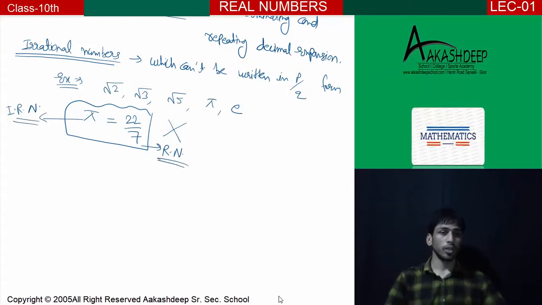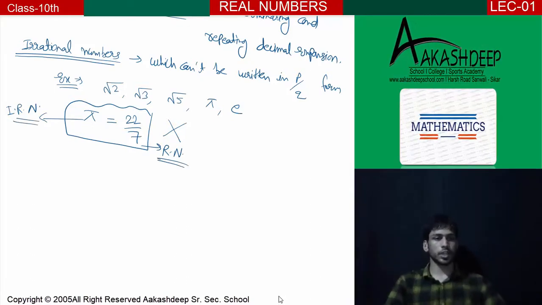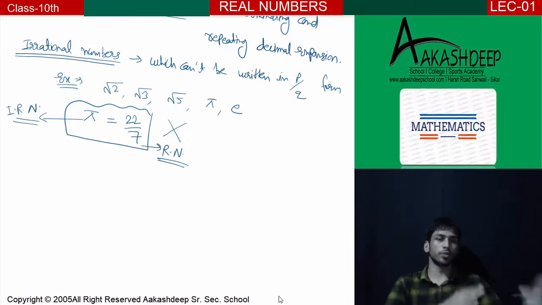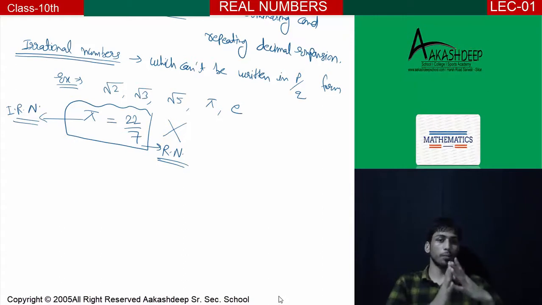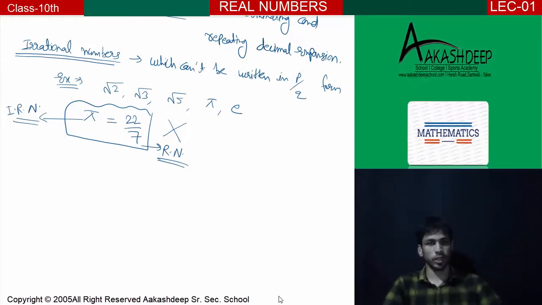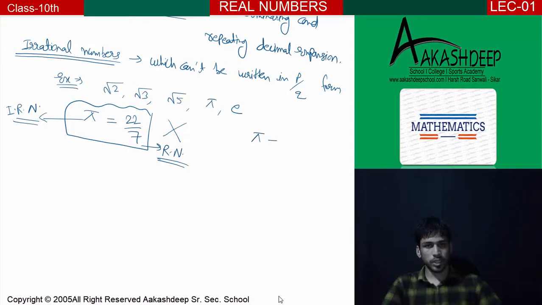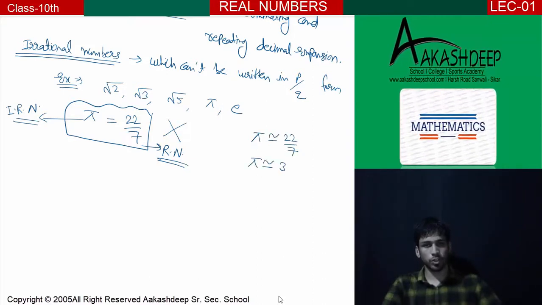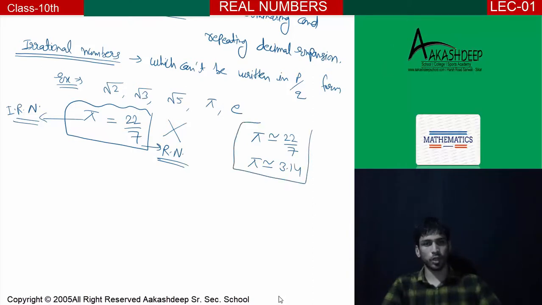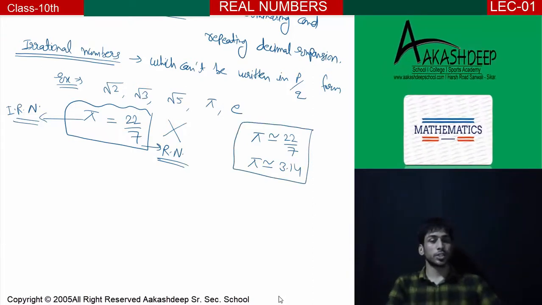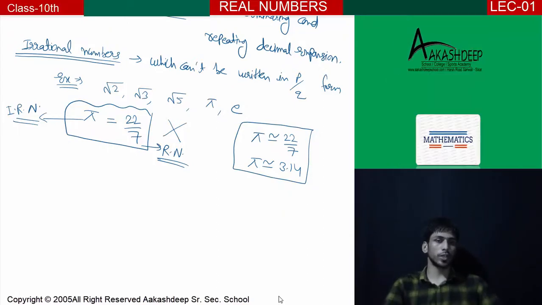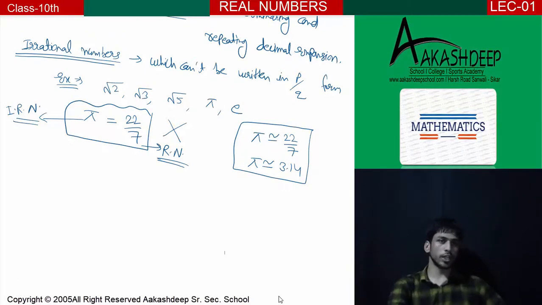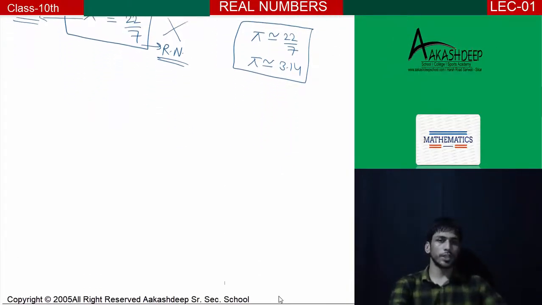So rational numbers and irrational numbers cannot be equal, but we can use 22 by 7 instead of pi, because 22 by 7 is the approximate value of pi. So we can say pi is approximately equal to 22 by 7 and pi is approximately equal to 3.14. But if somebody asks whether this statement is true or not, pi equals 22 by 7, that statement is wrong.